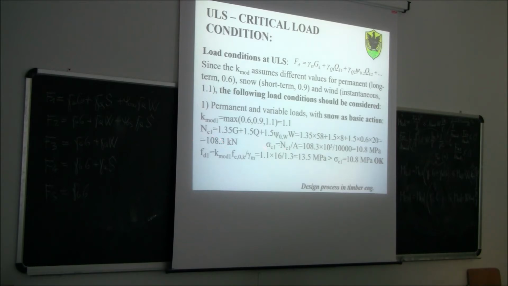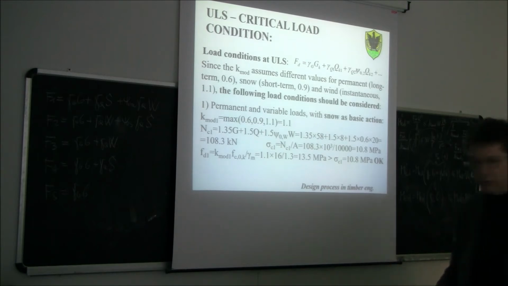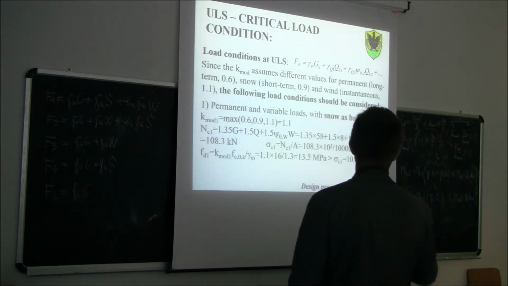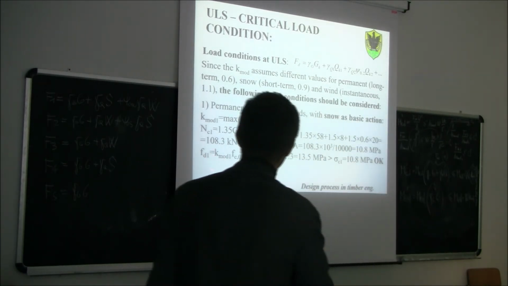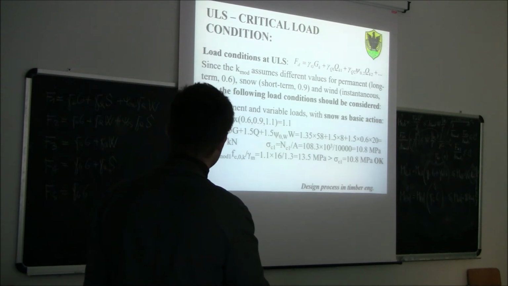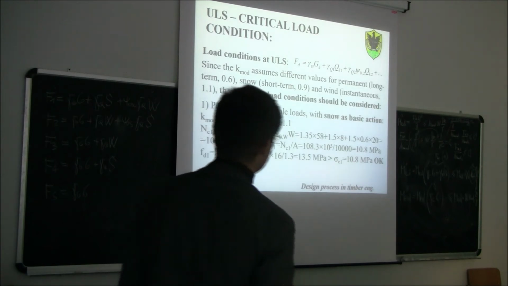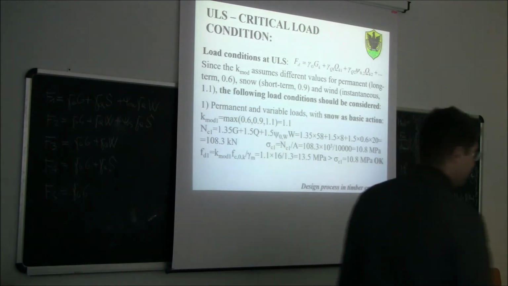Then we can calculate the sigma. Remember that for timber we said that usually we do the verification at the local level, so we calculate the maximum stress in the wood, divided by A, the area, so 10.8, and then fd1, the design strength with k mod. K mod is the maximum, 1.1, because wind is the shortest one. You get 13.5, and the verification is satisfied.